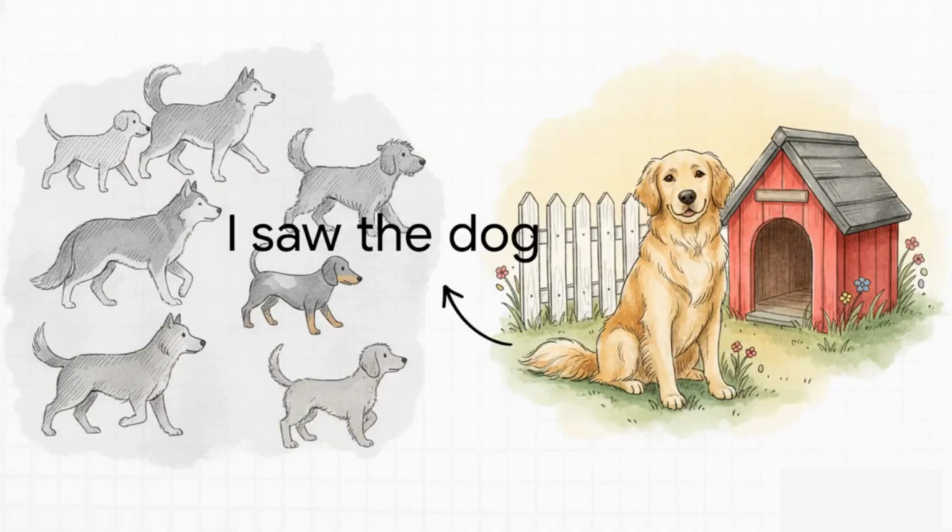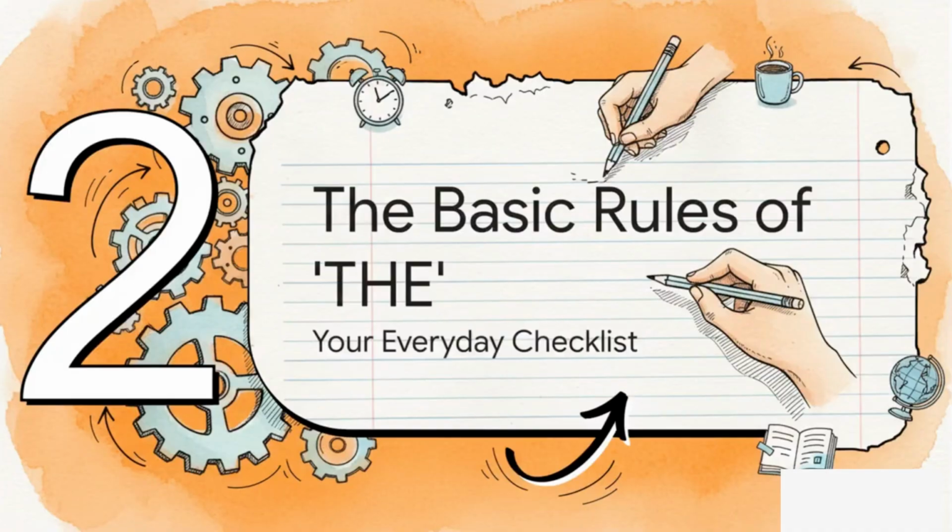Think about it like this. If I say, I saw the dog, what does that mean? It doesn't mean I saw some random dog on the street. No way. It means I saw a specific dog, one you and I both know about. Maybe it's my neighbor's beagle or that fluffy one we saw at the park yesterday. It's that dog.